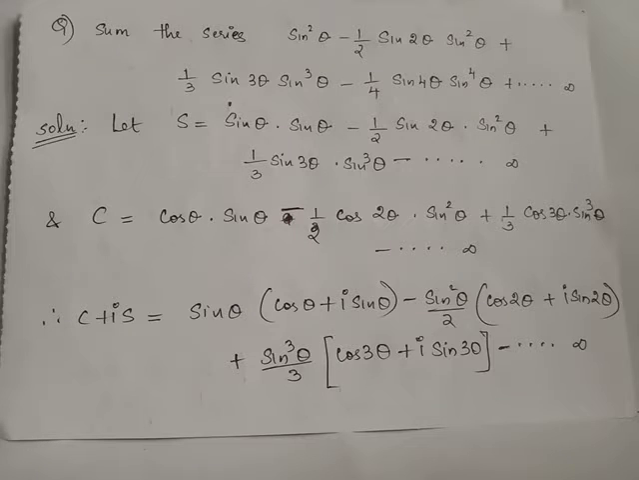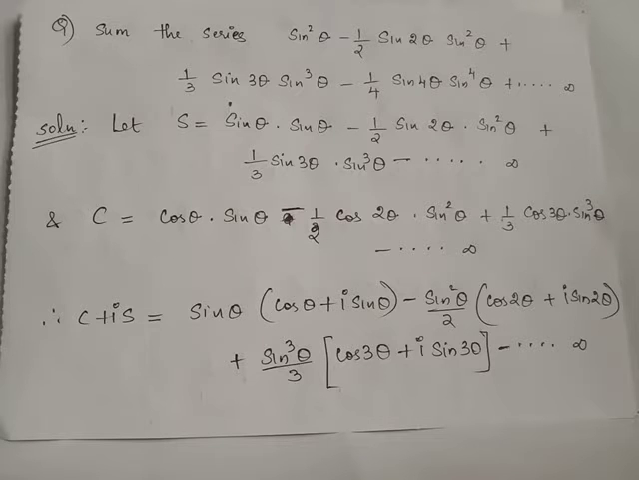Let's do a problem using the C plus iS method. The question is: sum the series sin²θ − (1/2) sin 2θ sin²θ + (1/3) sin 3θ sin³θ − (1/4) sin 4θ sin⁴θ + etc. to infinity.